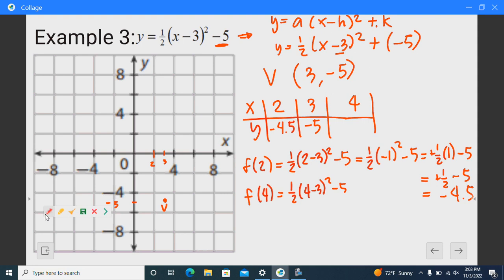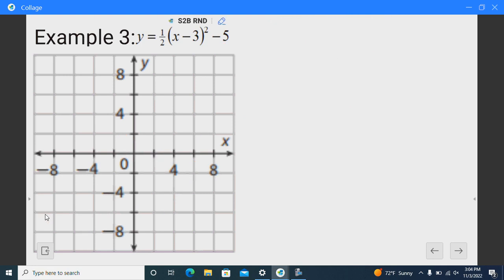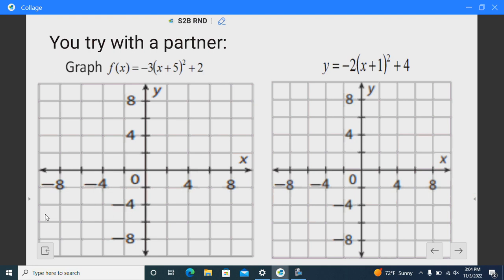We have this graph now that is opening upward. So that's it. We can pause this problem and review it again, because you now have your partner activity. Get your paper from your teacher and do it, and do this one with a partner. You can answer one problem each person.